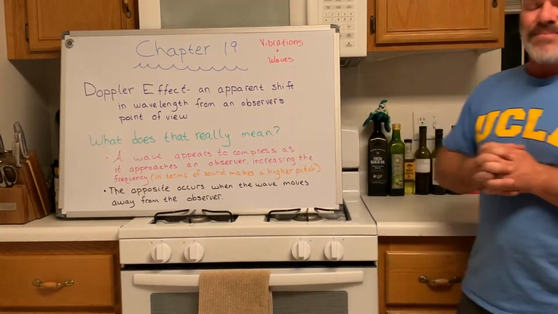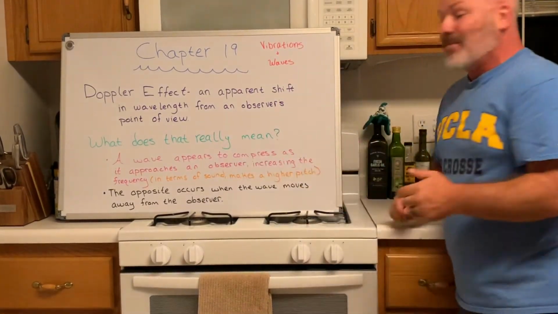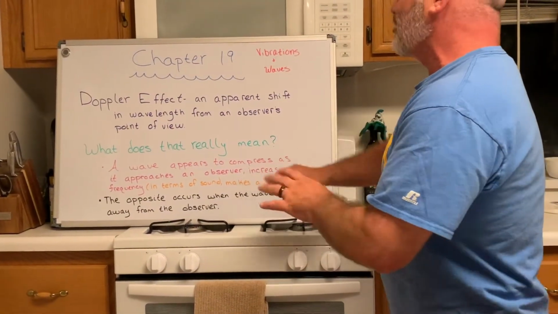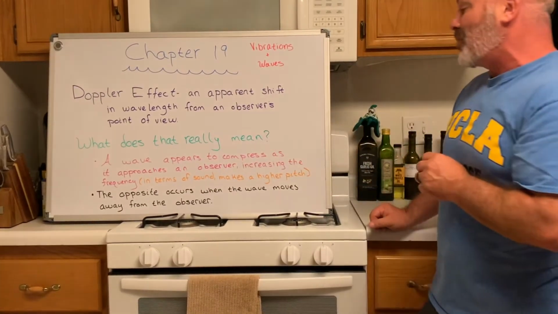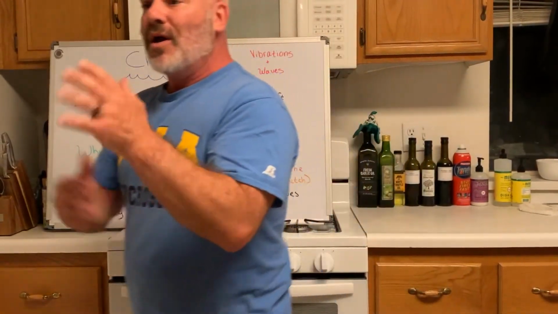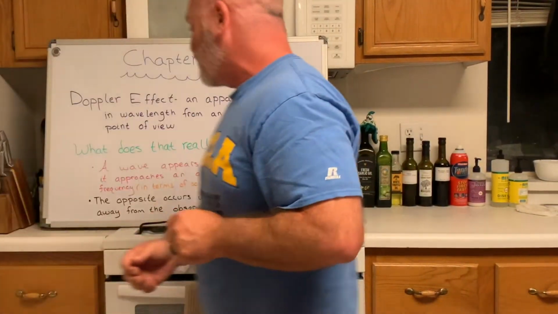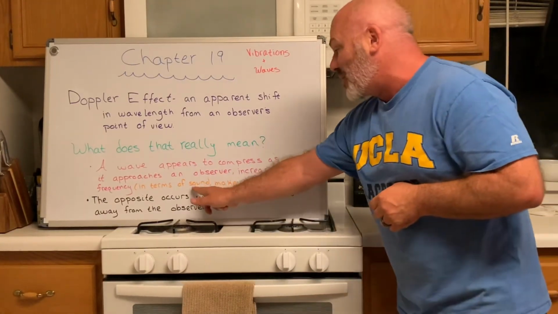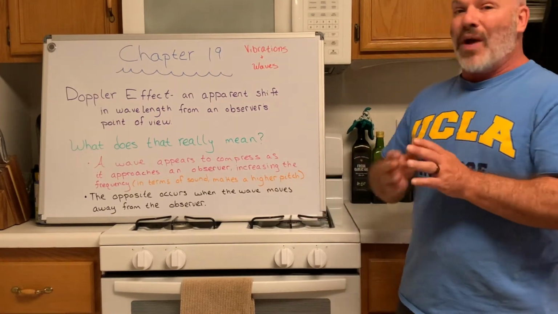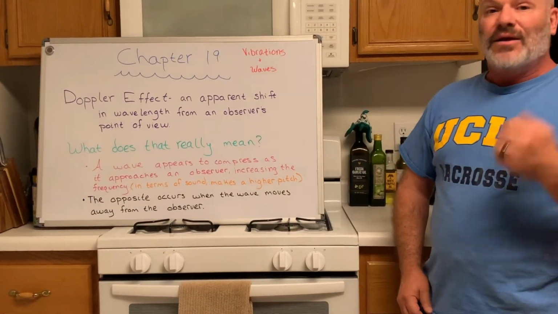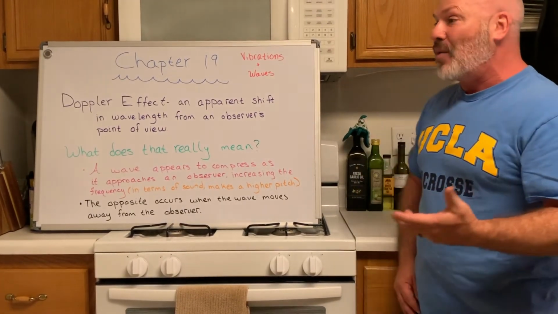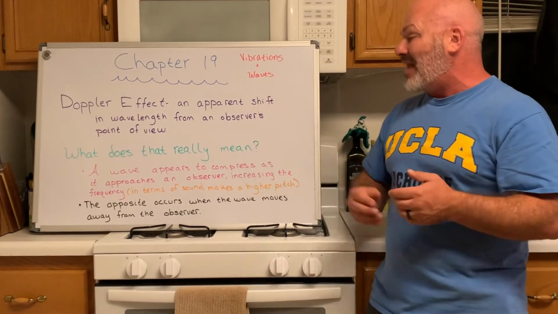So what does this really mean? A wave appears to compress, or get closer together, as it approaches an object. So if I'm talking to you and I'm moving towards you, my sound waves are compressing against your body, okay? In terms of sound, that makes the pitch a little bit higher. Now, when the wave leaves the observer or goes past it, then the sound is lower pitched. It doesn't actually change, it just sounds that way. So it's an apparent shift in wavelength from the point of view.